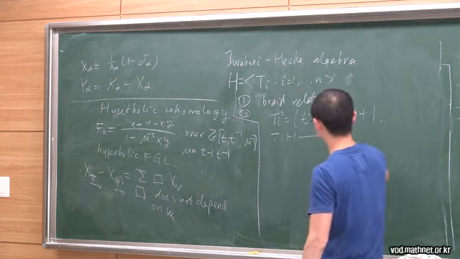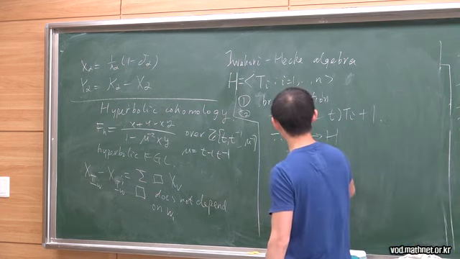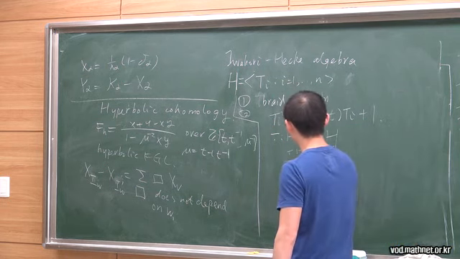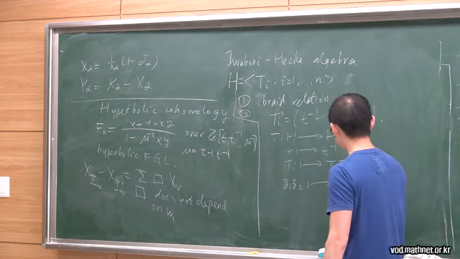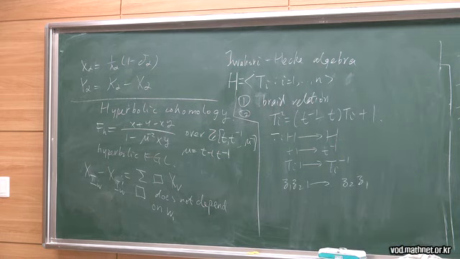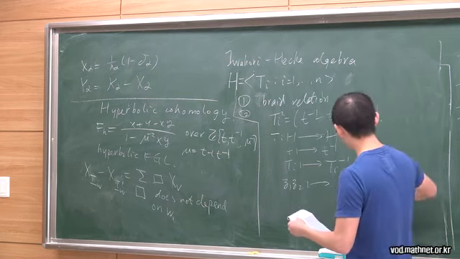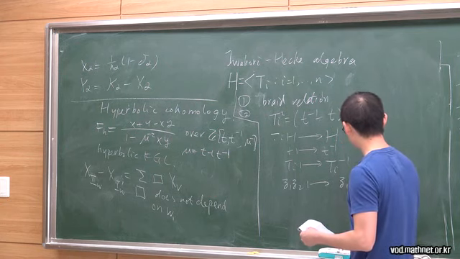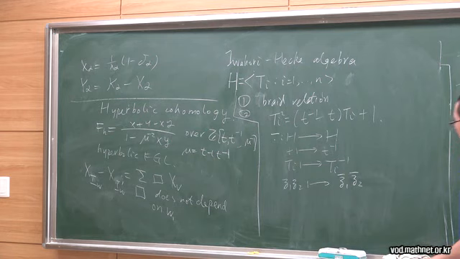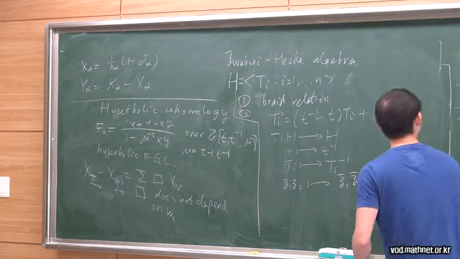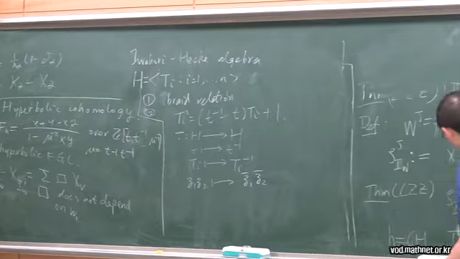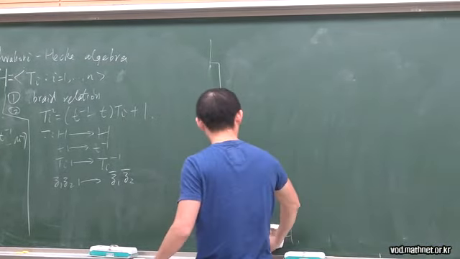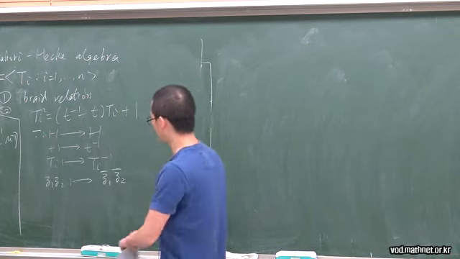So H to H, the Kazhdan-Lusztig involution, sending t to t inverse, and T_i to T_i inverse. And if you have z1, z2, it's mapped to z2, z1. Oh sorry, I should be careful. It's an involution, not an anti-involution. The bar of z1 z2 is equal to z1 bar times z2 bar, so it respects the product. So that's the definition of the involution, and that's the unique involution satisfying these three properties.